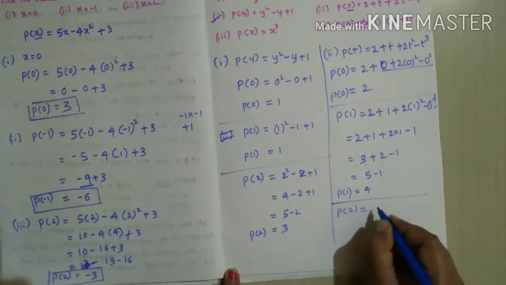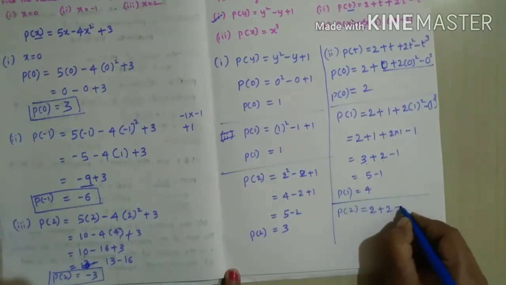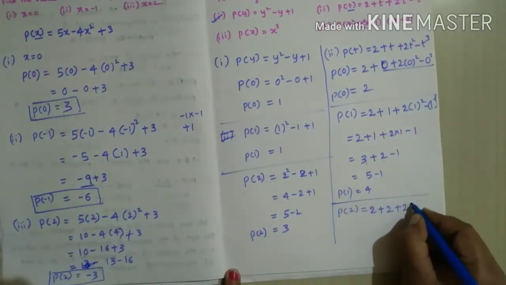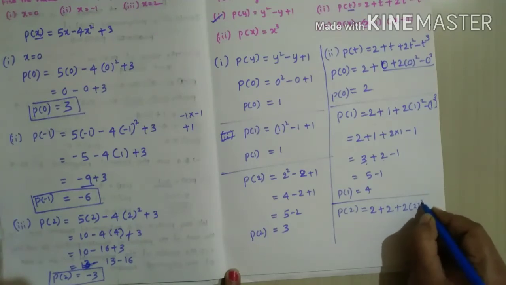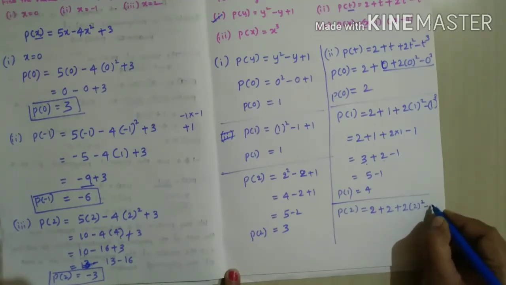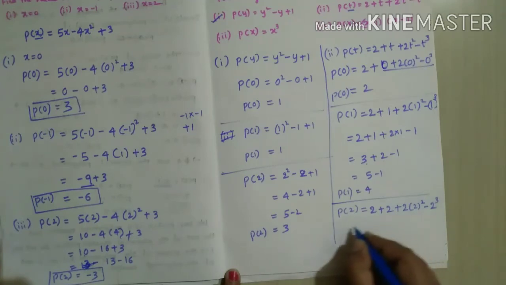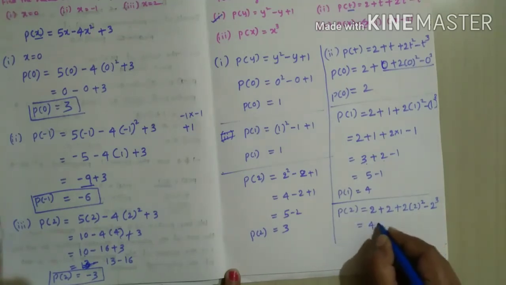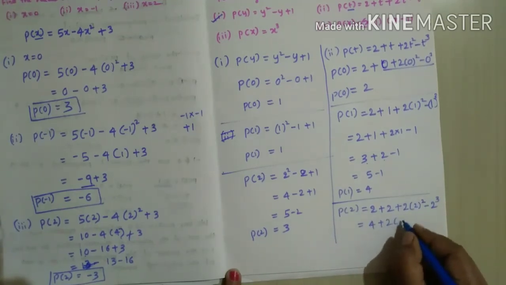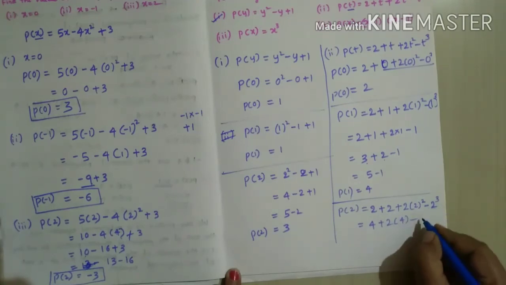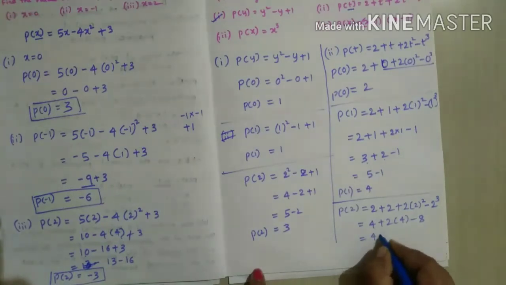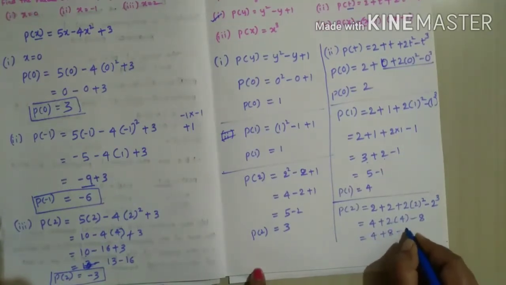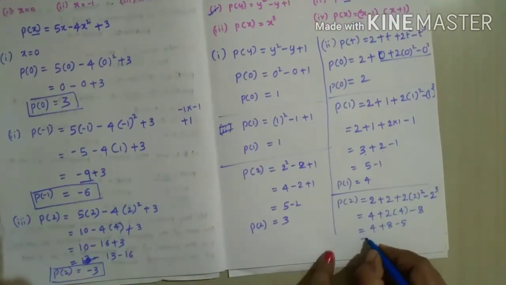P of 2 is equal to, in place of t, 2. 2 plus 2 plus 2 into 2 square minus 2 cube. So 2 plus 2 is 4 plus 2, 2 square is 4 minus 2 cube is 2 2s are 4, 4 2s are 8. So 4 plus 8 minus 8. So this will become minus 8 plus 8 will become 0. So answer is 4.